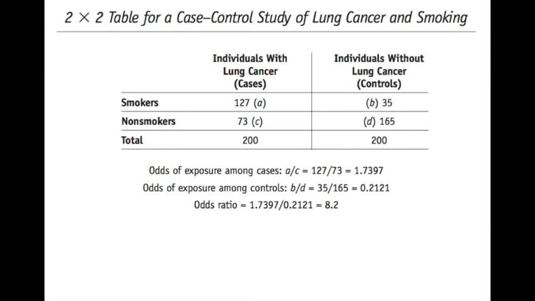This odds ratio signifies that the odds of exposure to smoking among cases of lung cancer are 8.2 times as large as the odds of smoking among controls. Therefore, the odds of smoking among individuals with lung cancer were 8.2 times as great as the odds among controls, a magnitude that indicates an important association between lung cancer and smoking. Smoking could thus be a factor that increases the probability of having lung cancer.